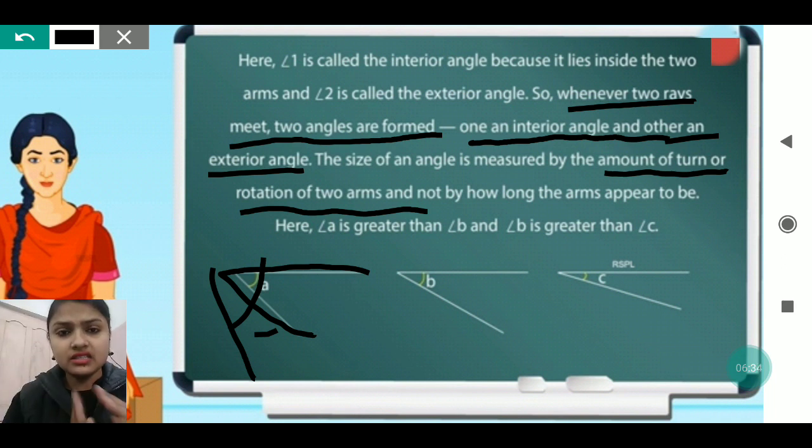Like here, A is much rotated and much turned, so angle A is the greatest angle in this. Then angle B is a little bit less than A but more than C, so it is the greater one here. After that, angle C is the smallest here because it is lesser than the other two angles. So like this, by seeing the arms, we can compare the measurement of the angle. The more the arm is open, the more the measurement will be. If it is more closed, the measurement will be less.